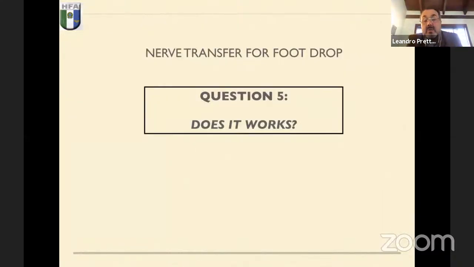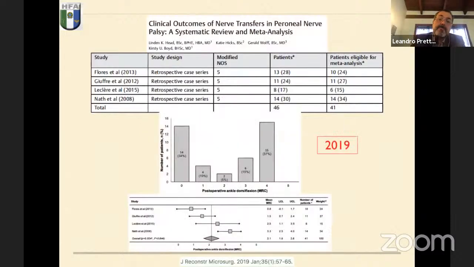Well, now I showed you the recipients, the targets and the donors, and how to do it. Now, does it work? Why should we do this technique? Because we have other techniques that maybe work better, like tendon transfer. So to say if it works, we must review the results that we have in the literature.